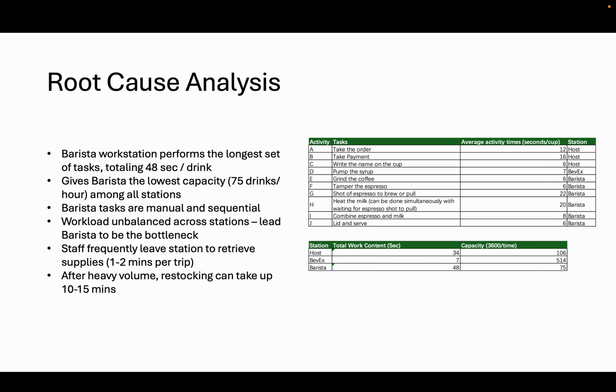Another contributing factor is workflow interruptions. Baristas frequently leave the workstation to retrieve supplies, which takes about 1 to 2 minutes per trip. After periods of heavy volume, restocking can take as long as 10 to 15 minutes. These interruptions further reduce effective capacity and slow down drink production. Overall, the root cause of the long wait time is that the barista station cannot keep up with peak demand due to long sequential tasks combined with frequent restocking delays.